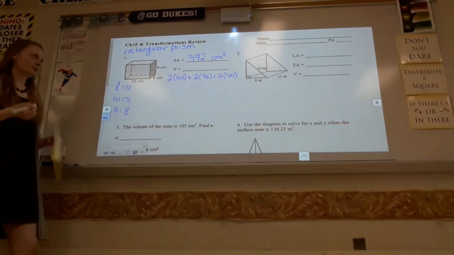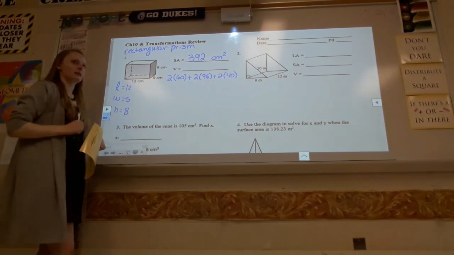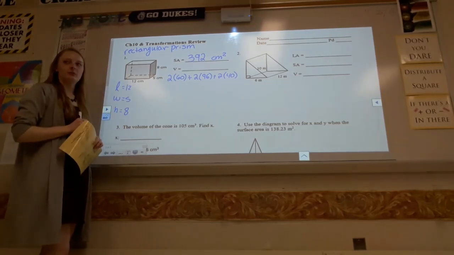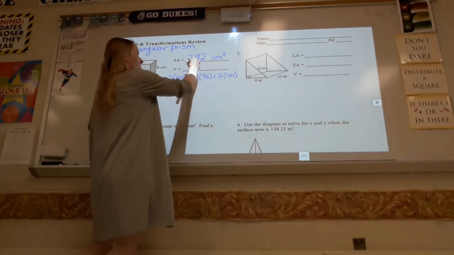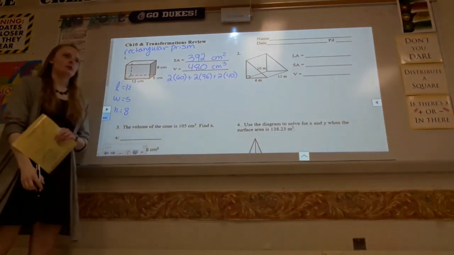Alright, the volume is equally as simple. The volume is just length times width times height, so you're just going to multiply all of those together. So what would I get if I do that? 480. Centimeters cubed. 480 centimeters cubed this time because it's a volume.